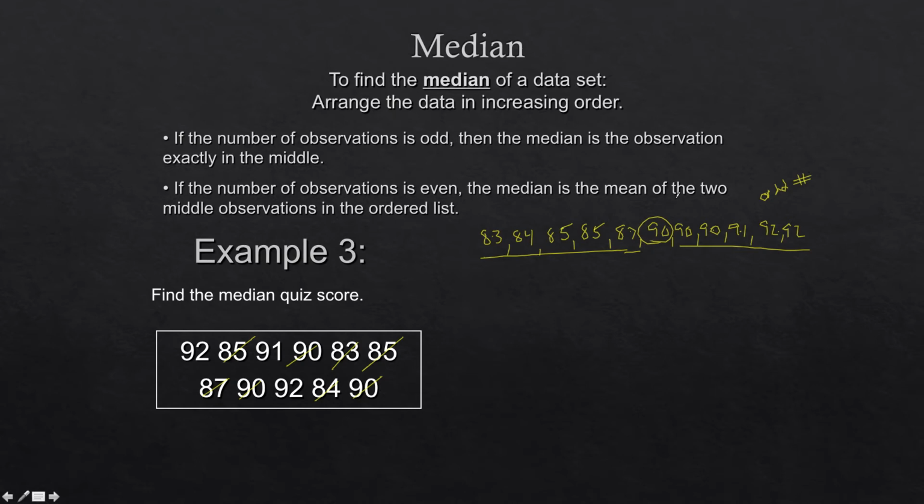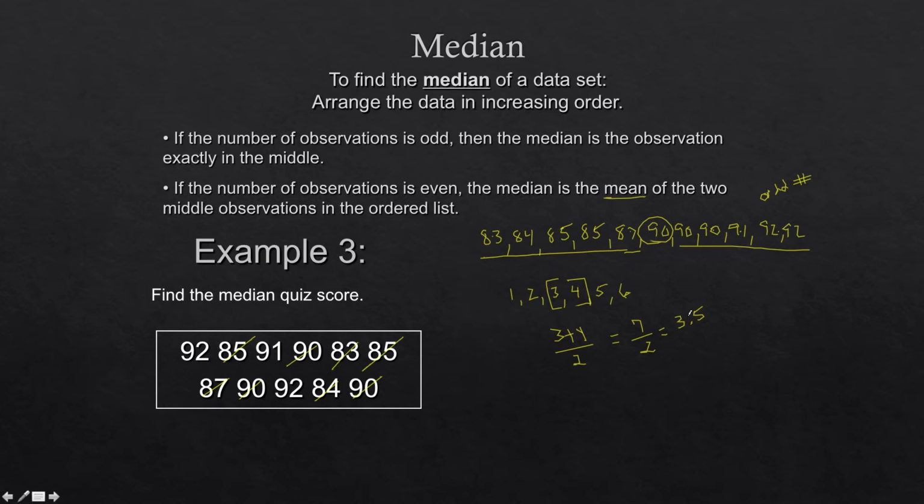Well, what if I gave you this? 1, 2, 3, 4, 5, 6. Well, this is an even number of values. So what we do is we take the middle two, and notice it says take the mean of the middle two. So 3 plus 4 divided by 2. That's 7 divided by 2. Trusty calculator tells me that this is 3.5. So that would be my median of an even numbered set.